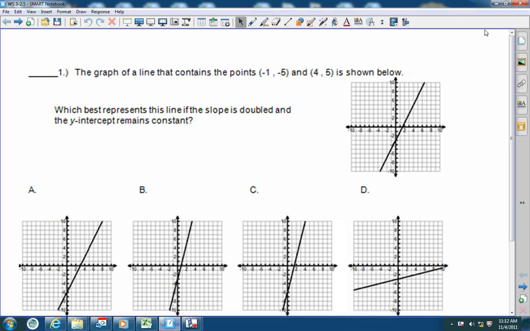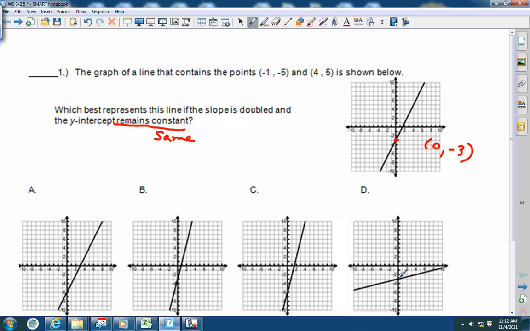All right, the graph of a line that contains the points -1, -5, and 4, 5 are shown below. Which best represents a line if the slope is doubled and the y-intercept remains constant? Well, let me go through here and talk about this. Remains constant. That means it remains the same. So the y-intercept is right here at 0, -3.